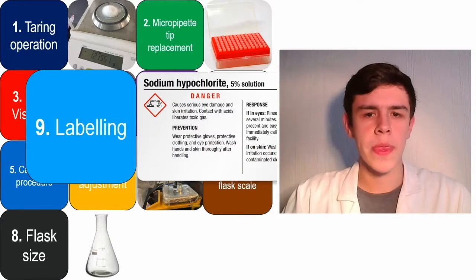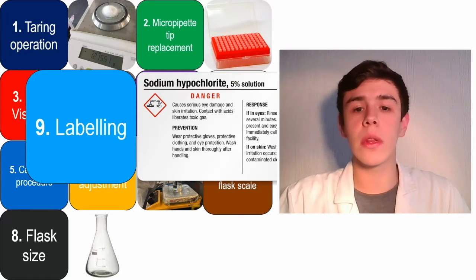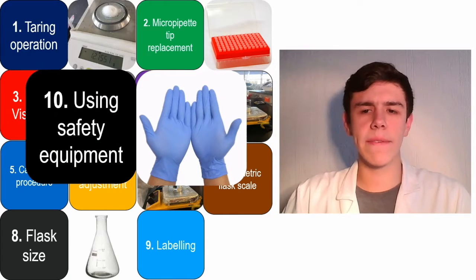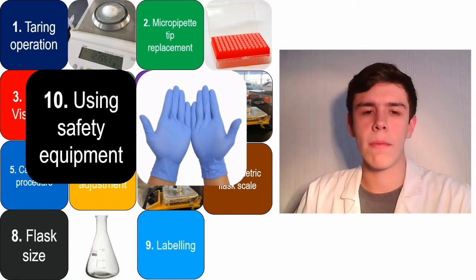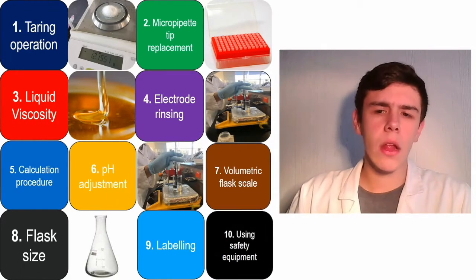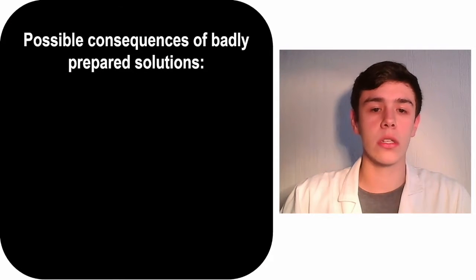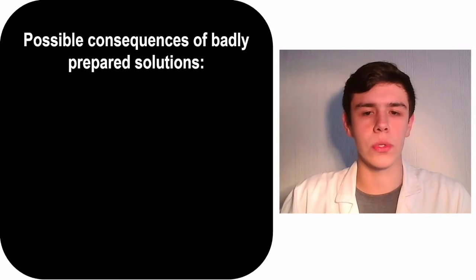9. Labeling. After preparing any solution, for management and security reasons, it is compulsory to label it with its content, date, and concentration. 10. Using safety equipment. Laboratory reactants may be dangerous to manage because of their corrosive or flammable properties. It is mandatory to use the appropriate security equipment. Taking all these factors into consideration is a way to guarantee that all the solutions have been prepared under controlled conditions, and that are, in this way, reliable for experimental use.